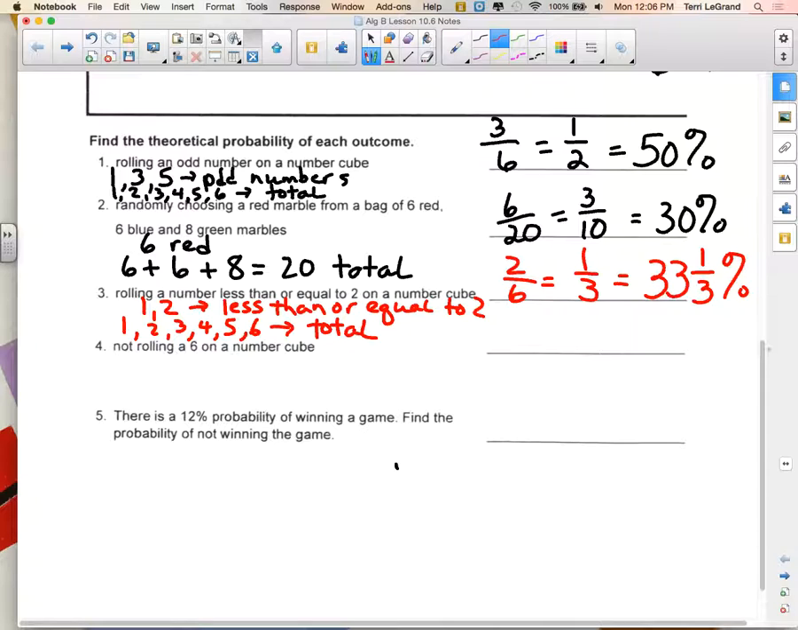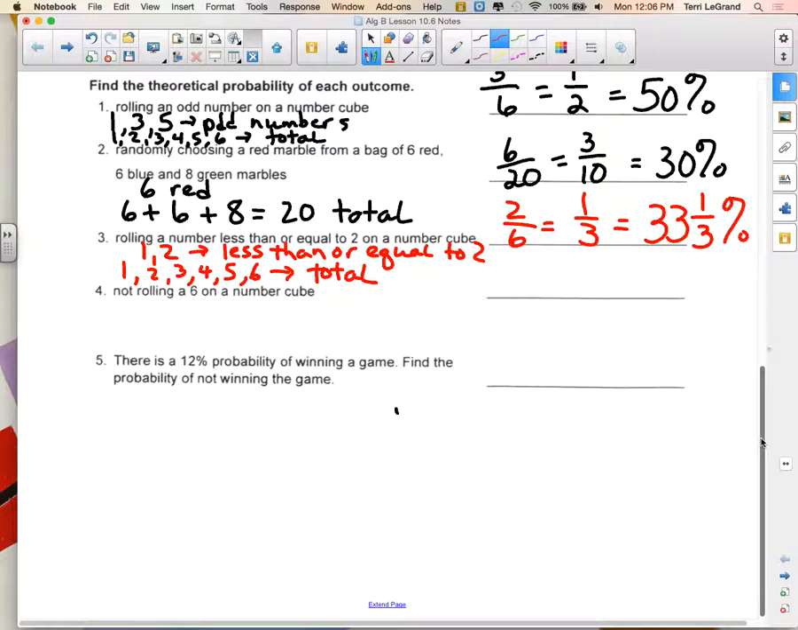Yes, ma'am. Okay. What kind of work would we show for number 4? Not rolling a 6 on a number cube. Oh, wait a minute, let's not make this very hard. Just take the 6 out of the cube. There's 6 on the cube, right? And you're trying to say you're not rolling a 6. So instead of 6, you'll say 5 over 6, which equals 33%.